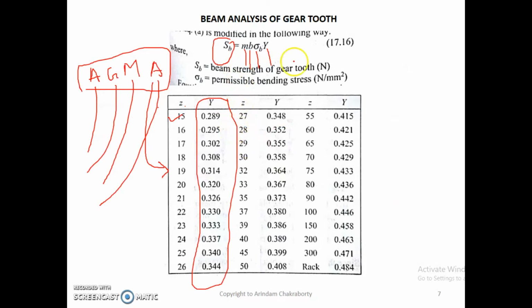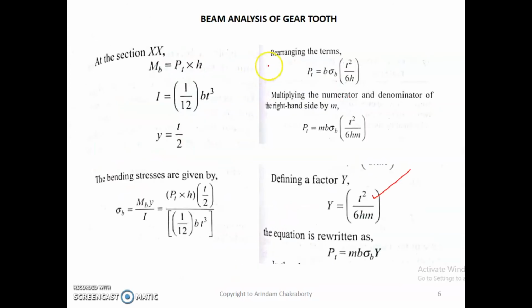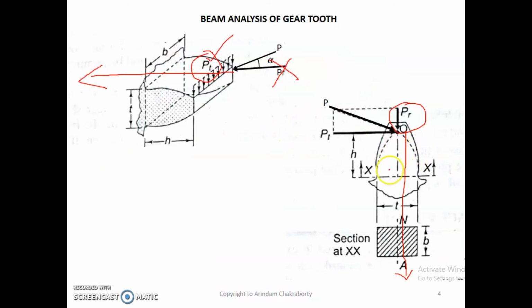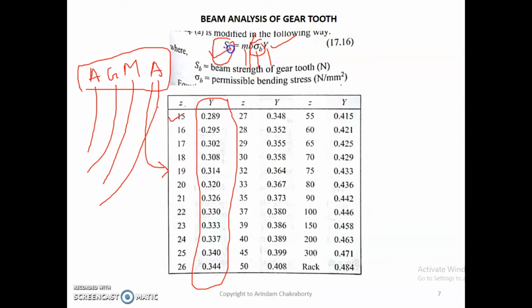You know the Y, you have the allowable stresses from the types of material or the types of work you are doing. You know the B, that is nothing but the width of the gear teeth, and you know the module. You can calculate the module from how it is meshing with other gears. So from there you can calculate the beam strength.